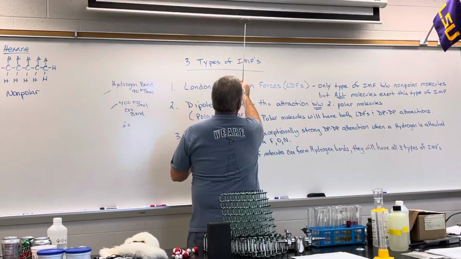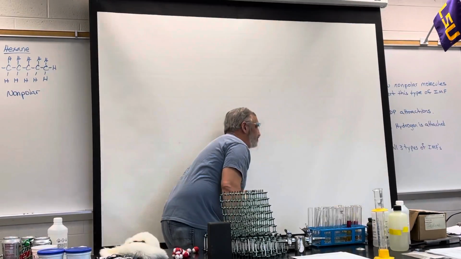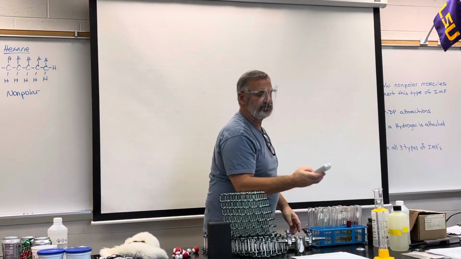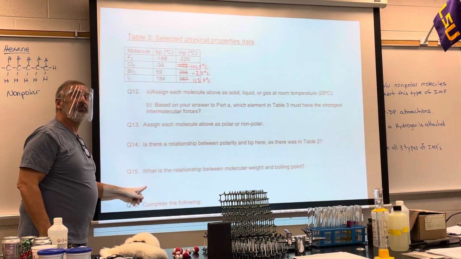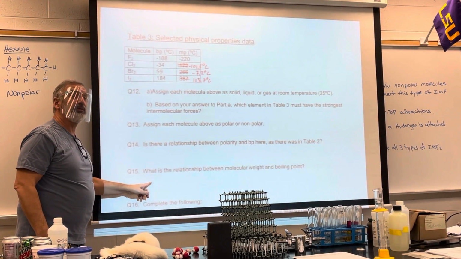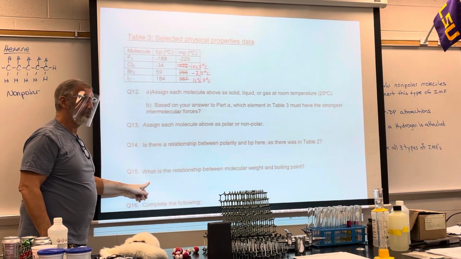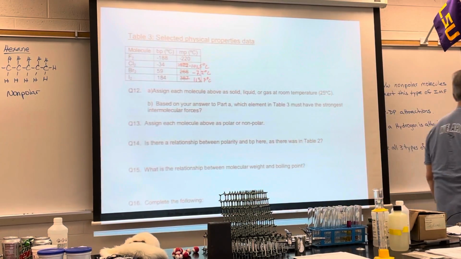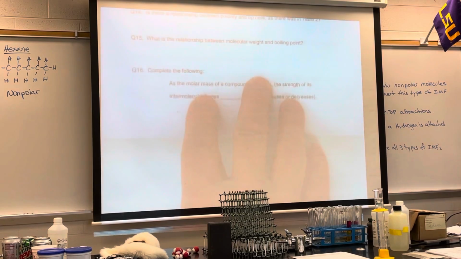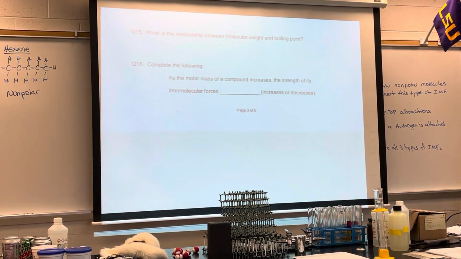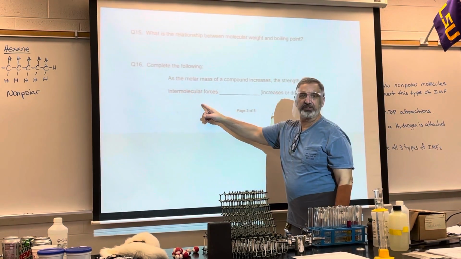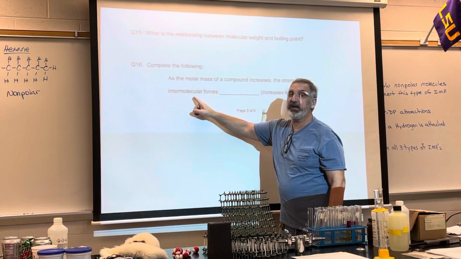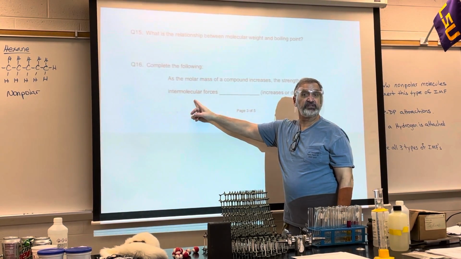So then we've got to just keep looking. Okay. Higher boiling points, higher molecular weight, because stronger London forces. So now complete the following. As the molar mass of a compound increases, the strength of its intermolecular forces increases, and specifically what force? LDF. So you might want to put LDFs under here versus just intermolecular forces, because molecular mass only affects LDFs.